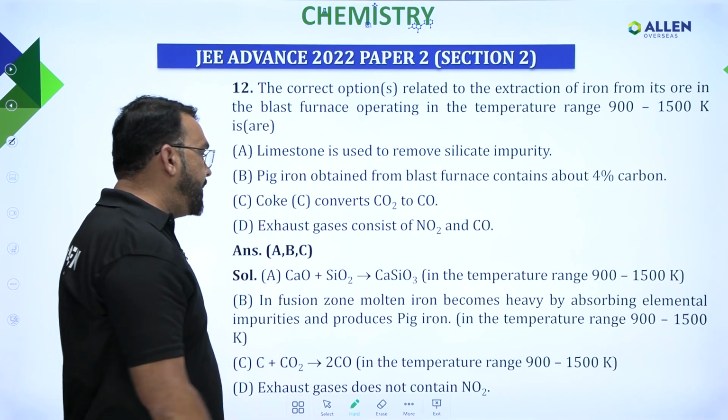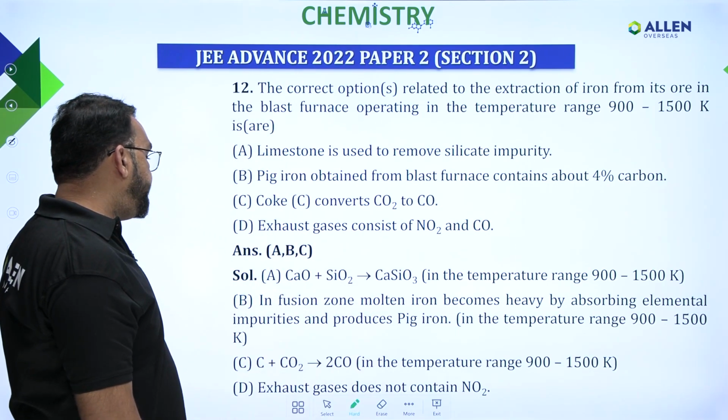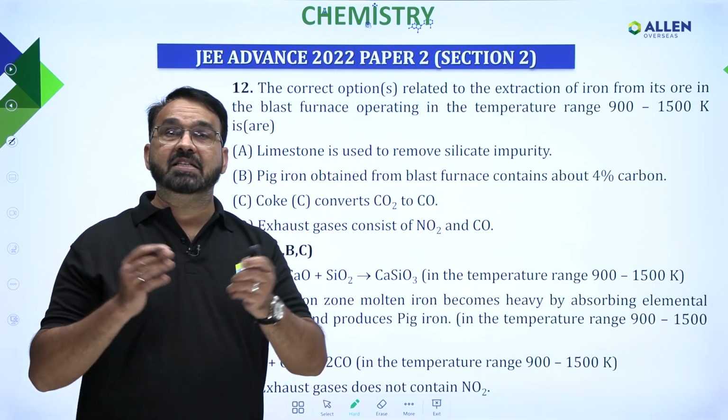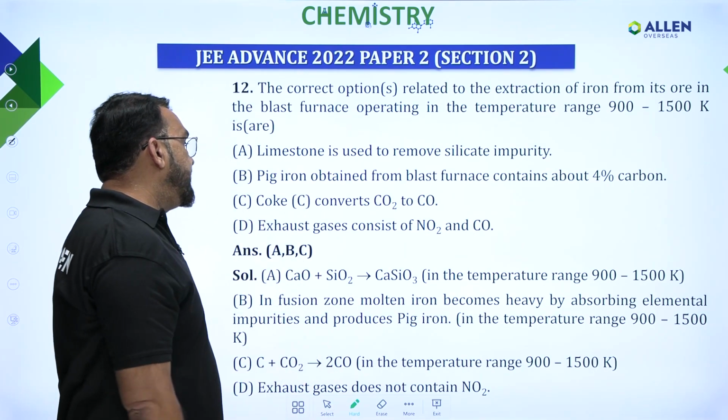But what about option D? The exhaust gases consist of NO2 and CO. The exhaust gases do not contain NO2. Right, students? So option D is incorrect.